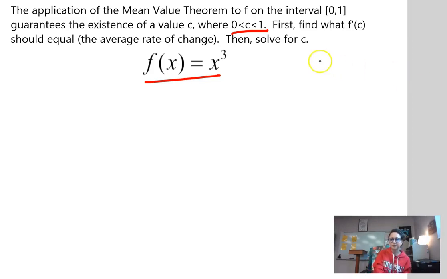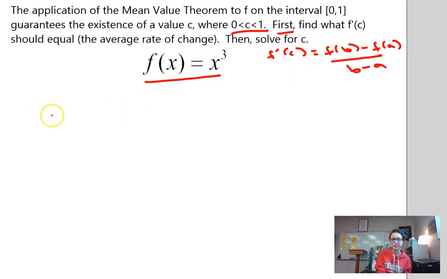Okay, so let's just come to the side here. Let's get in this habit of writing our final formula for MVT. It's f prime of c equals f of b minus f of a all over b minus a. And what I'm going to do is work with this f of b minus f of a over b minus a first. Okay, so it said first find what f prime of c should equal. So let's find the average rate of change.